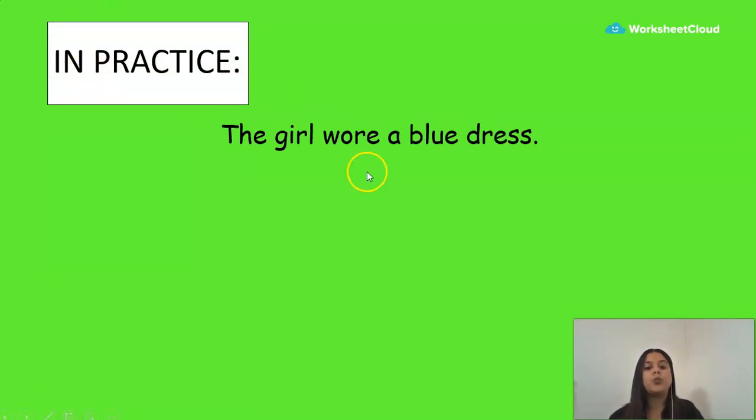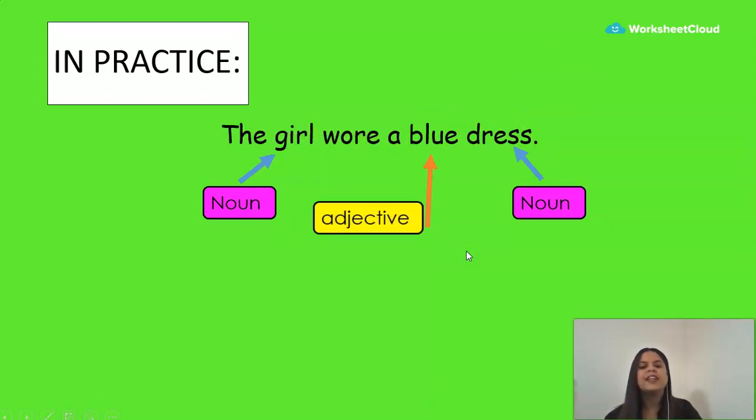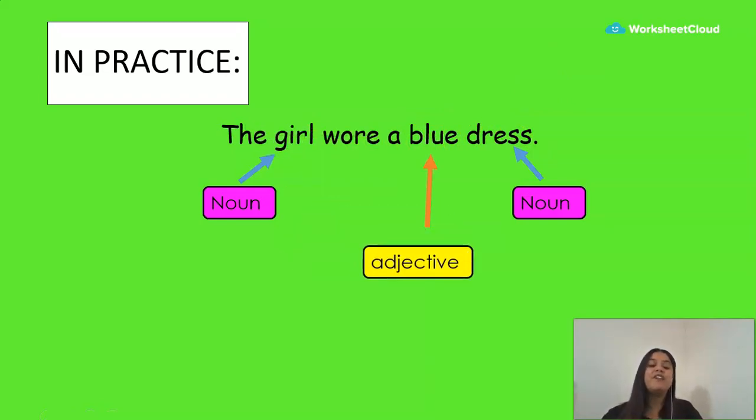The girl wore a blue dress. In the sentence, we found two nouns, girl and dress. There is nothing before girl, so we know that there is no adjective to describe the girl. However, there could be one in front of dress. Let's see. The girl wore a blue dress. So, that is my adjective. Now I found the adjective to describe my noun, which is dress.